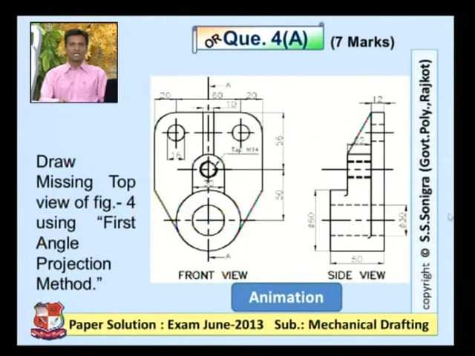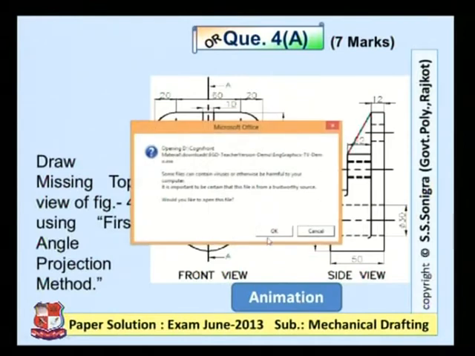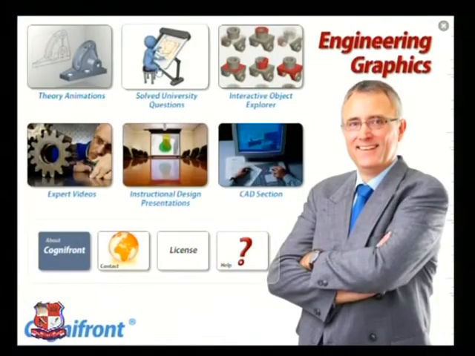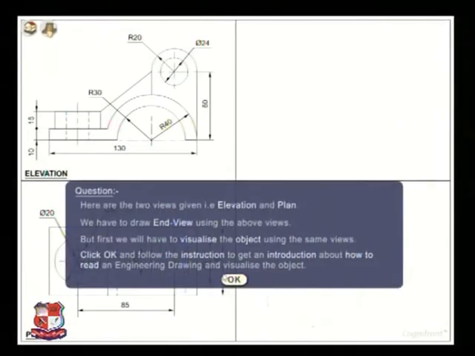So for that, let us do one exercise. Let us see one exercise on how to draw the missing view of the problem. This is an object. Here 2 views are given, that is elevation and plan. This is elevation, this is plan. We have to draw the end view using the above views. With the use of these two views, we have to draw the third view. But first we will have to visualize the object using the same views. Try to visualize whatever is the object, whichever is the shape of the object.